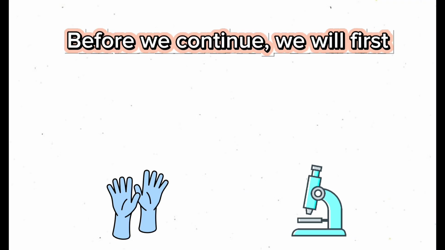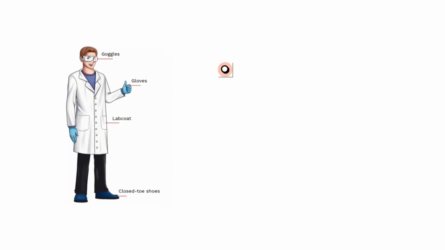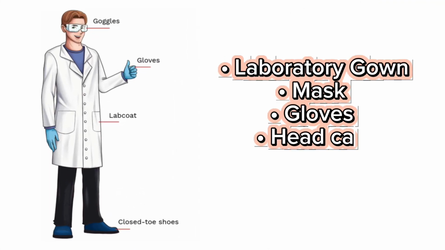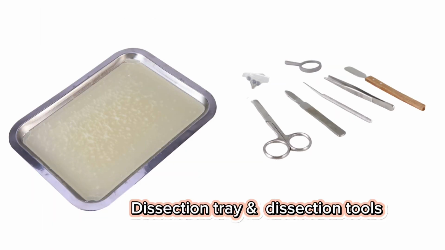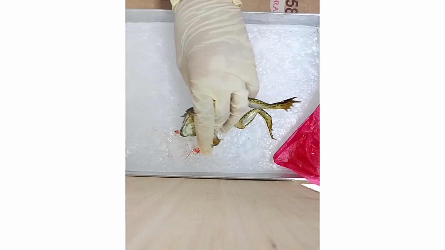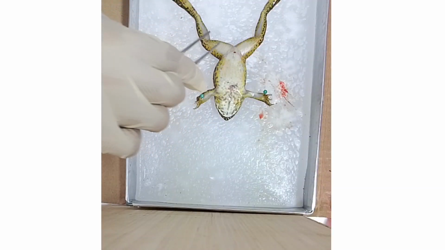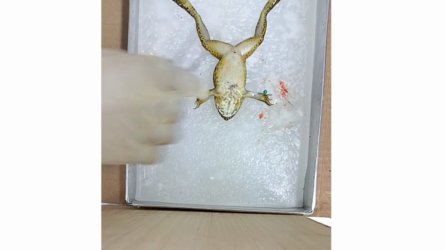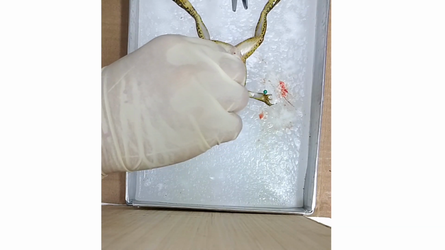Before we continue, we will first prepare the equipment like laboratory gown, mask, gloves, head cap, and safety goggles, plus the dissection tray and dissection tools. Let's begin our dissection. First, we'll make an incision along the abdomen to expose the internal organs. As we do, we will describe each organ and its function.